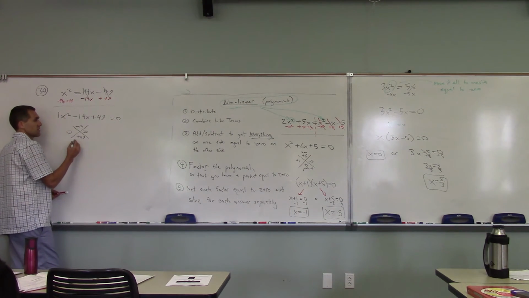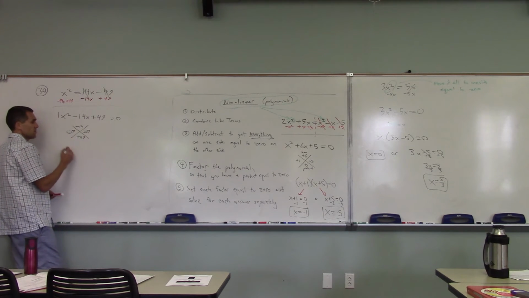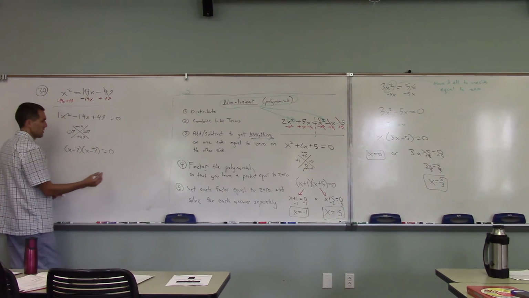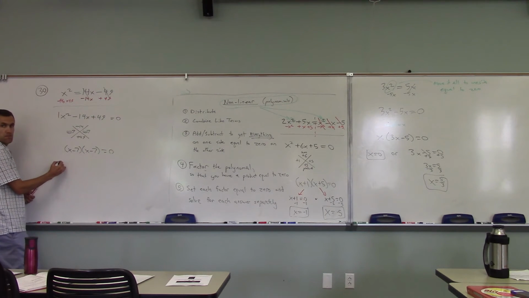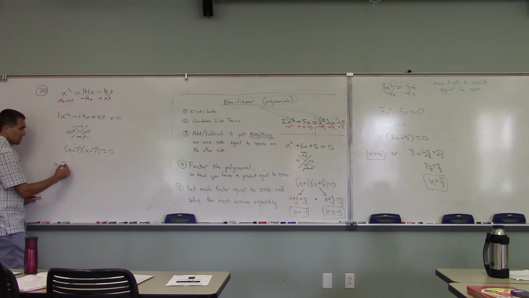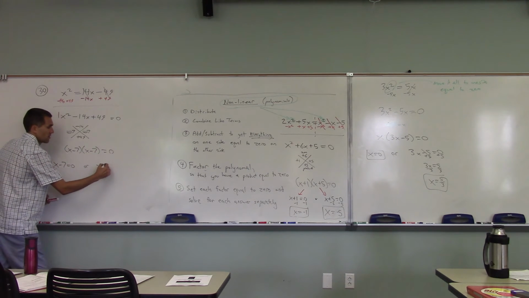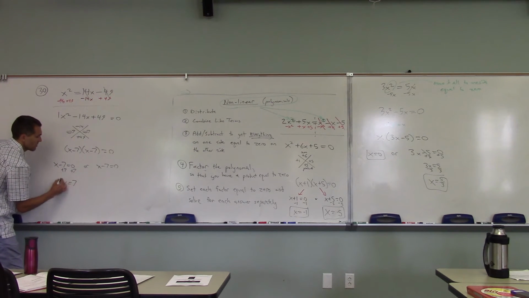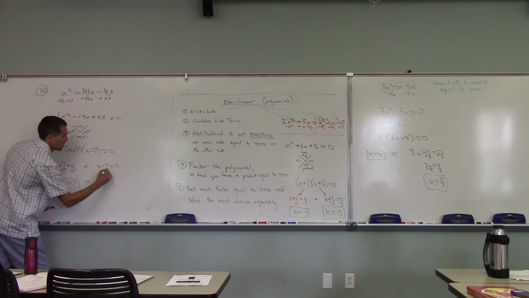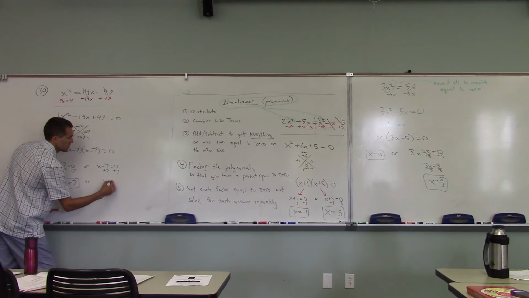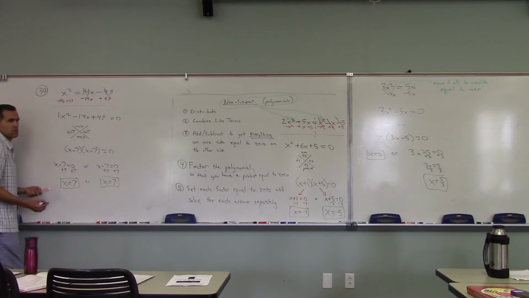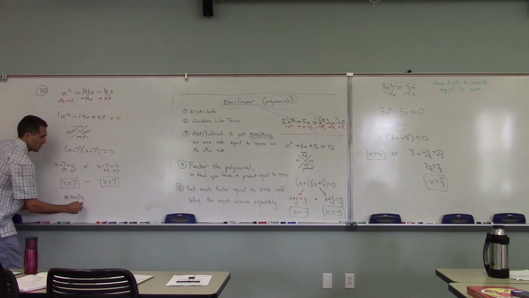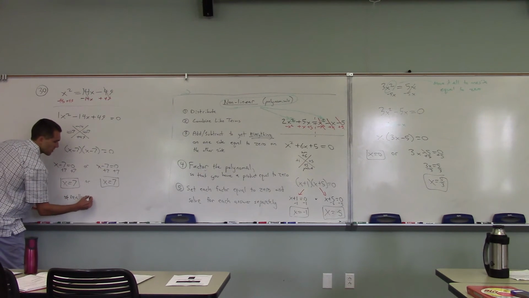X minus 7 and x minus 7. Exactly, both 7. So we get x minus 7 times x minus 7, and then we write x minus 7 equals 0 and x minus 7 equals 0. This is one of those cases where we get x equals 7 or x equals 7. So really there's only one solution. If they're squared like that, do we have to write both of them? No, just 7.